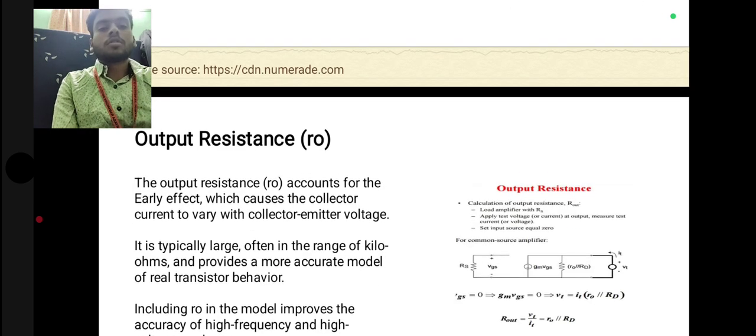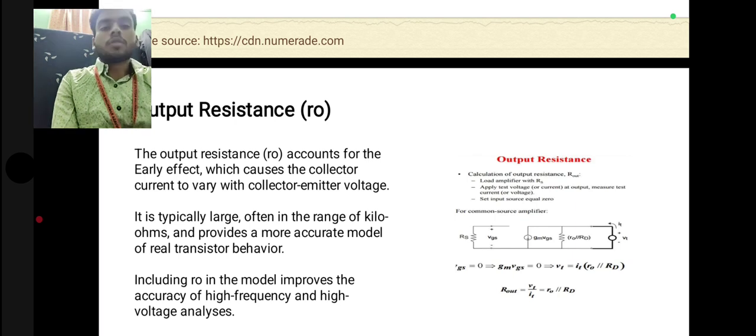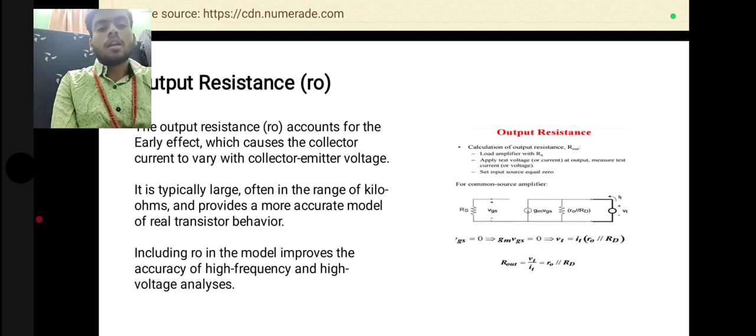Here, the output resistance ro. Let us move on to the next parameter, output resistance. Output resistance ro accounts for the early effect, which causes the collector current to vary with the collector-emitter voltage. We know that the output resistance is typically large, often in the range of kilo ohms, and provides a more accurate model of the real transistor behavior. Including ro in the model improves the accuracy of the high frequency and the high voltage analysis.